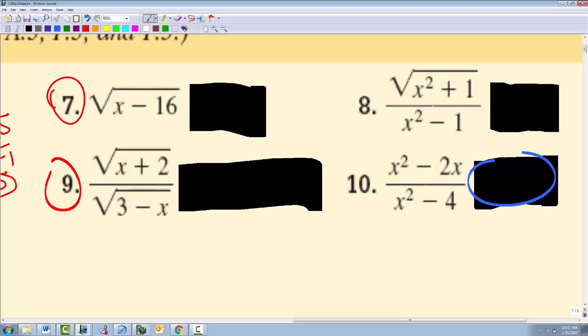Can I plug in 17, 18, 19? Can I plug in 15? 15 makes it not a real number. So how do I write that as an inequality? X can be what? Greater than or equal to what? 16.